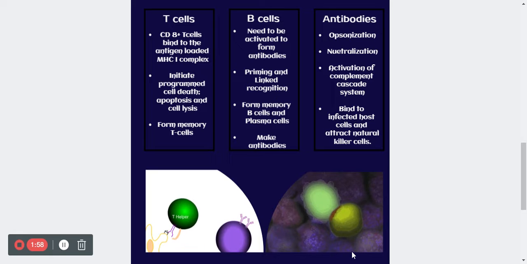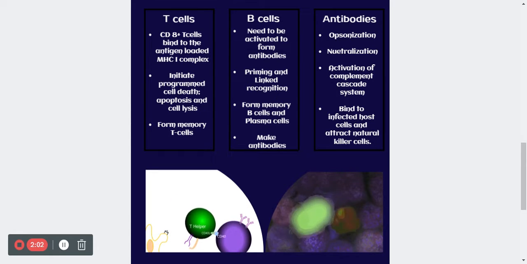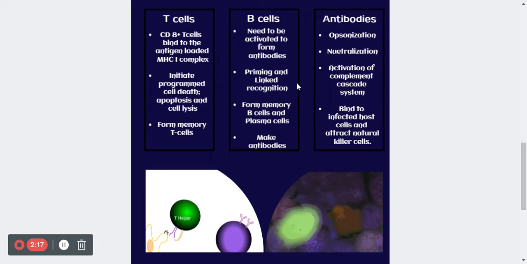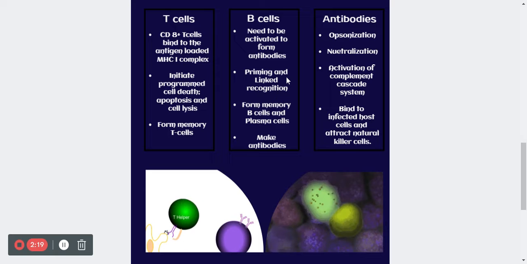Let's look at B cells now. Their two basic functions are to make antibodies and develop memory B cells. In order for B cells to start making antibodies, they have to be fully activated. In order to be fully activated, the B cell needs to bind to and engulf a viral antigen. After internalizing the viral antigen, B cells are going to present that antigen on their surface using an MHC class 2 molecule. Once the B cell is presenting the antigen on an MHC class 2 molecule on its surface, it needs to go through two steps, which are priming of the T helper cells and linked recognition between the CD4 plus or helper T cell and the B cell.